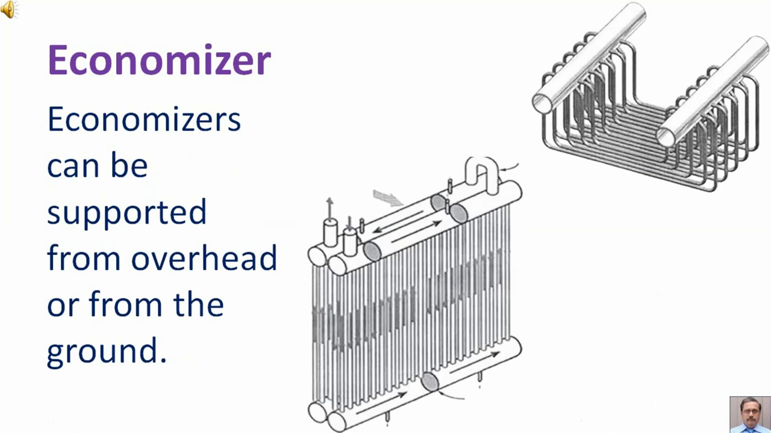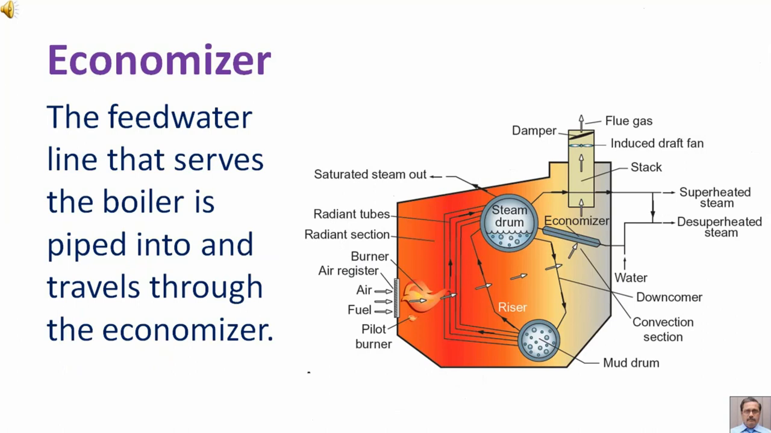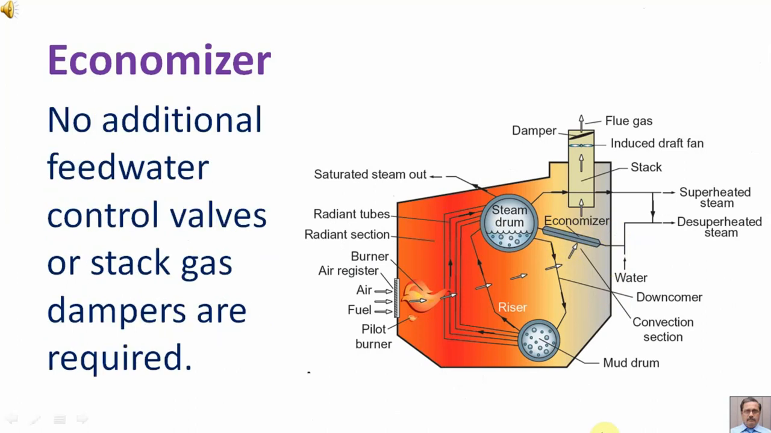Economizers can be supported from overhead or from the ground. The feed water line that serves the boiler is piped into and travels through the economizer. No additional feedwater control valves or stack gas dampers are required.